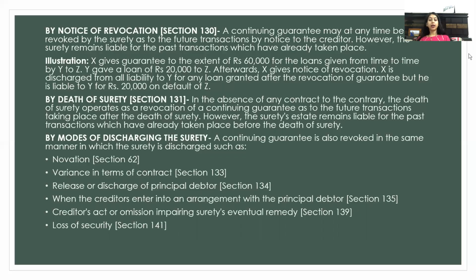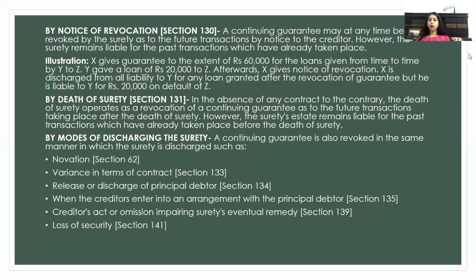Next is Section 131, by death of surety. In the absence of any contract to the contrary, the death of the surety operates as a revocation of a continuing guarantee as to the future transactions taking place after the death of the surety. So, death of surety के बाद जो भी transactions future में होते हैं, the surety is not liable for the same. However, the surety's estate remains liable for the past transactions. पहले के means from before the death of the surety, he can be made liable and his estate can also be made liable. But after the death of the surety, there is no liability.